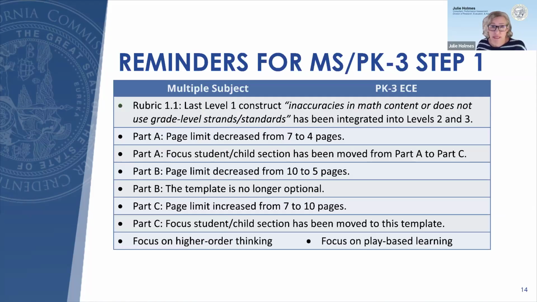Across multiple subjects in PK-3 ECE, rubric 1.1 in step 1 planning, there used to be in the old version an automatic level 1 if there were inaccuracies in their math content, or they did not use grade level strands or standards. We have now for version 2 integrated that across levels 2 and 3, and I'll show you that when we get to the guide. Part A template, the page limit has decreased from 7 to 4 pages.